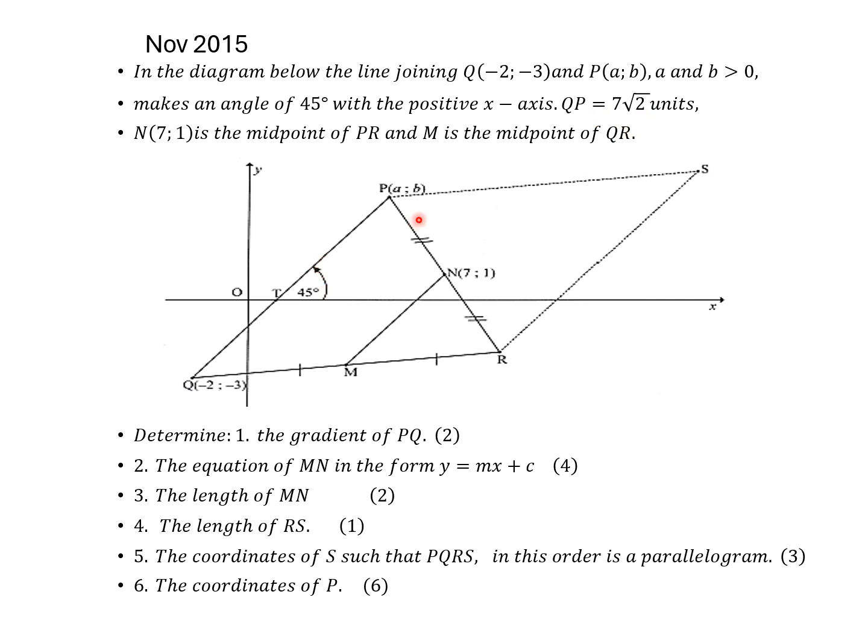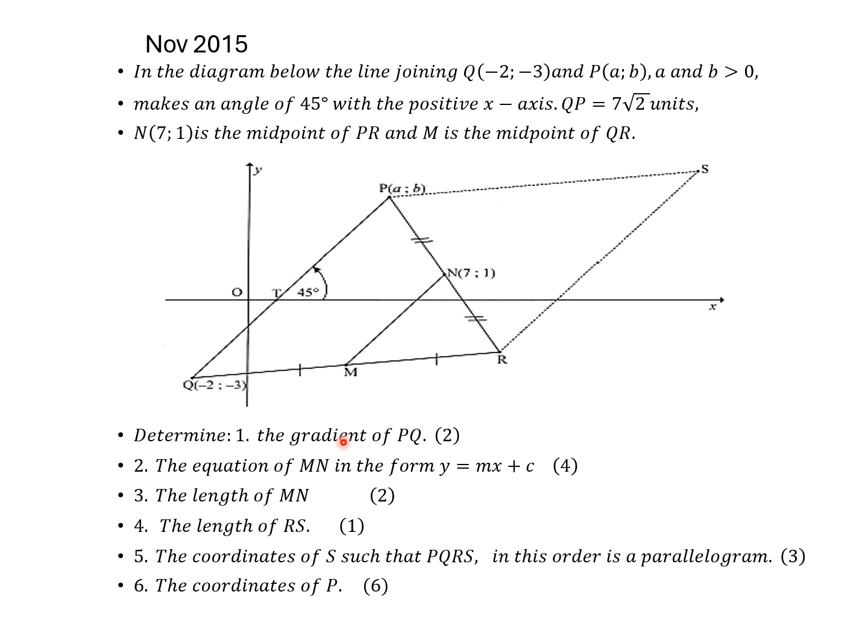QP, so from Q to P is 7 square root 2 units. N(7; 1) is the midpoint of PR, so it cuts PR into two equal halves, and M is the midpoint of QR. So we're looking at the midpoint theorem, meaning if those two are equal and these two are equal, then this line must be parallel to that line.